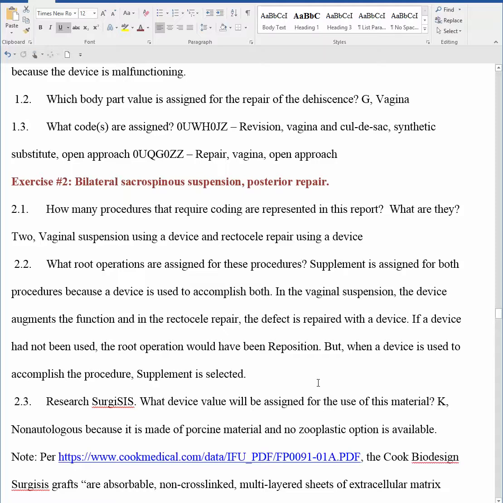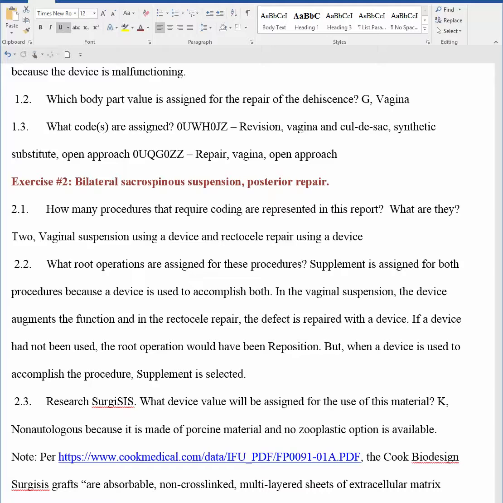Exercise number 2. Patient has a vaginal prolapse. Is coming in for a bilateral sacrospinous suspension posterior repair. You have 4 questions asked. 2.1, how many procedures that require coding are represented in this report? What are they? There's 2 procedures. You have the vaginal suspension, which is using a device. That's one procedure. And then the rectocele repair using a device is another procedure.